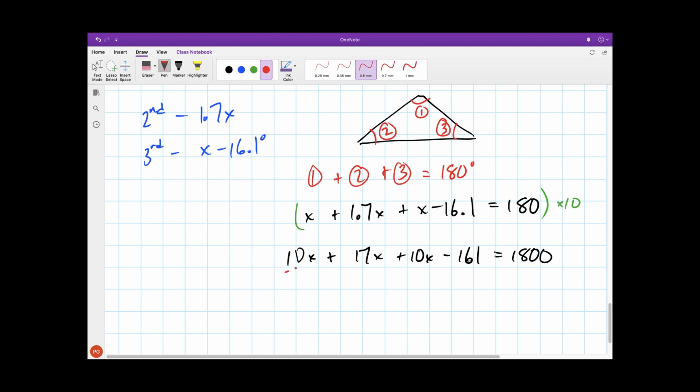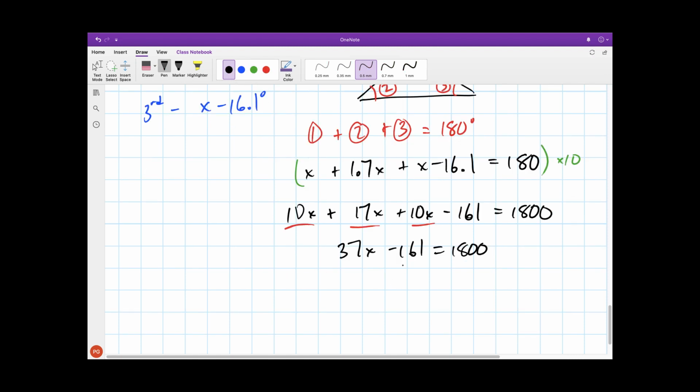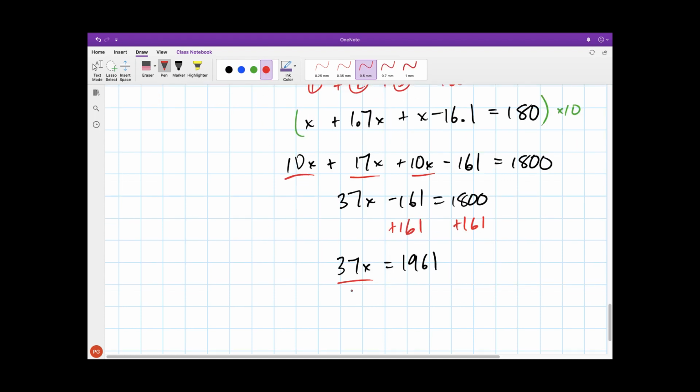Again, we want to gather our like terms, like so, move our constant, our number, onto the other side by adding it, and then finally dividing by 37 on both sides to get our value for x. So we get our x value, which is, remember, the value of our first angle to be 53 degrees. But we need the other two angles. So let's take this and try and plug it into our other formulas.